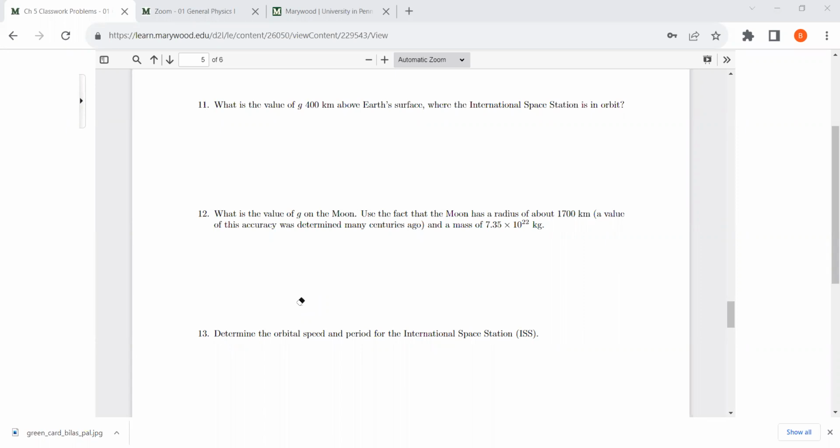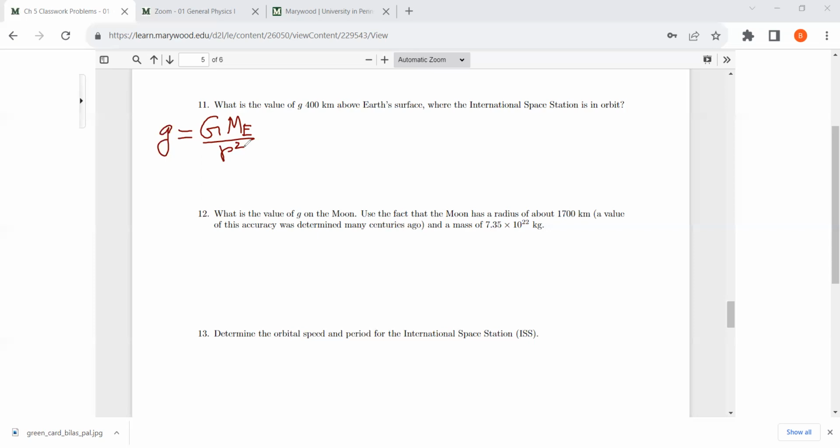If you remember, we derived an equation for the gravitational acceleration, and it was something like this: g, the gravitational acceleration, is equal to the universal constant G times the mass of the earth, divided by R square. This R is again the distance from the center of the earth to the satellite.